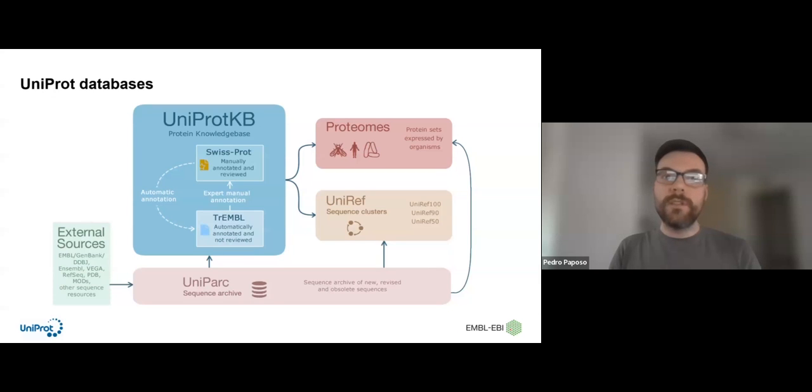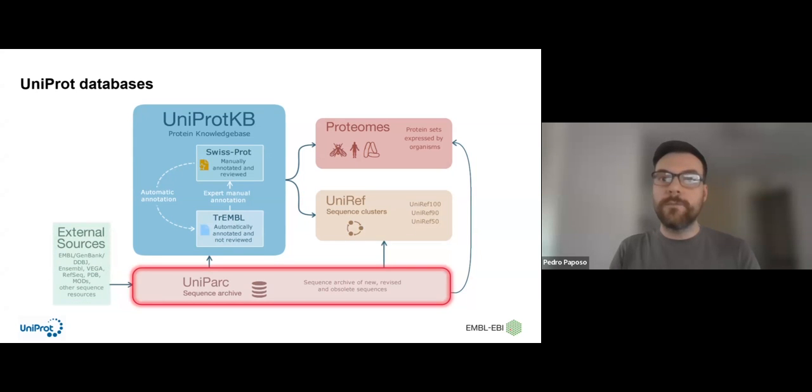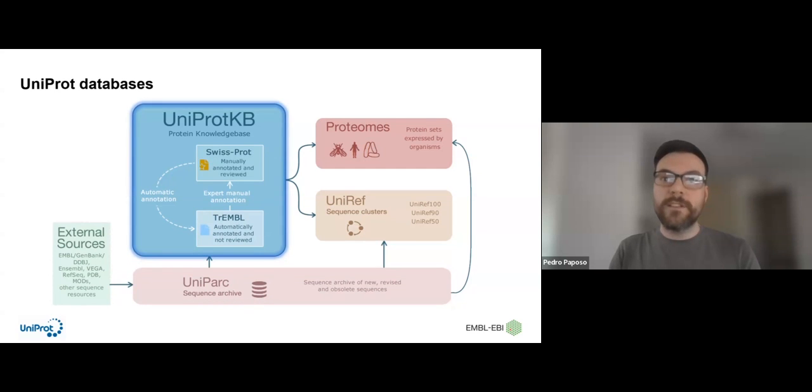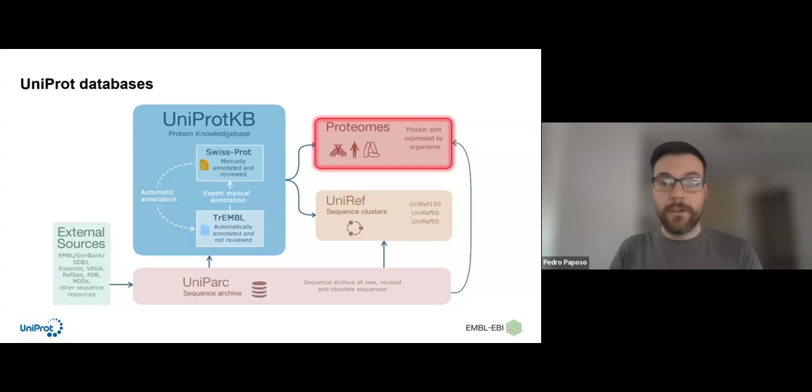Just as an introduction to the different UniProt resources, we start by importing information from external genomic resources, such as DNA or GenBank, for example. Then the information provided goes to UniParc, our archive resource for protein sequences. Then we transform those sequences into protein accessions in the UniProt knowledge base, or UniProtKB. We group proteins by their organism of origin, creating proteomes. And finally, we provide data sets that cluster proteins based on sequence similarity in UniRef.